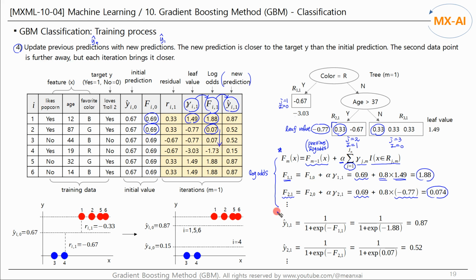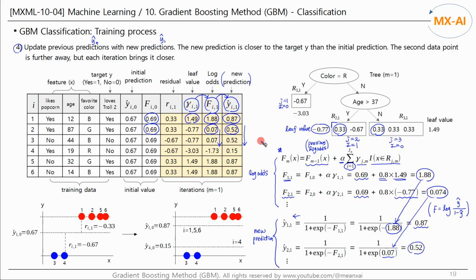Next, we use this log odds to estimate the new y hat. This equation allows us to compute log odds f using y hat, while this equation allows us to compute y hat using log odds f. The log odds, f, of the first data point is 1.88, so the y hat is 0.87. And the y hat of the second data point is 0.52. In this way, we estimate a new y hat value for every data point.